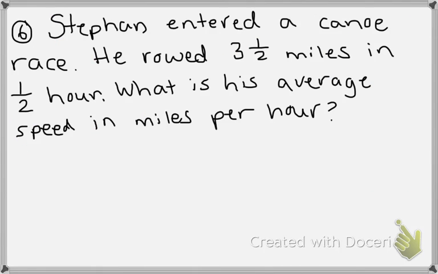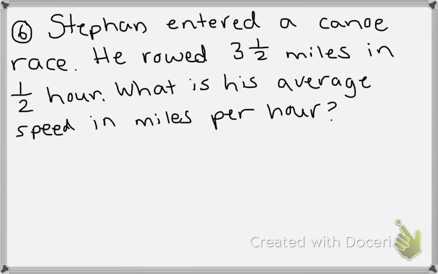Okay, here's another one. Stefan entered a canoe race. He rowed 3.5 miles in a half hour. What is his average speed in miles per hour? There we go. So first let's go back and let's look at the important information.